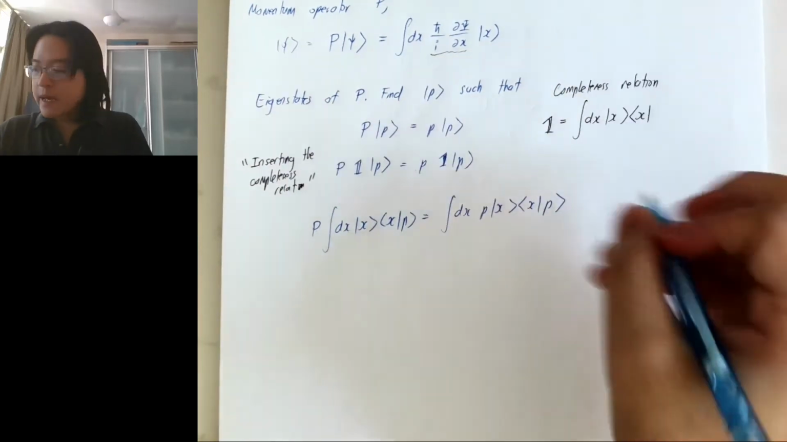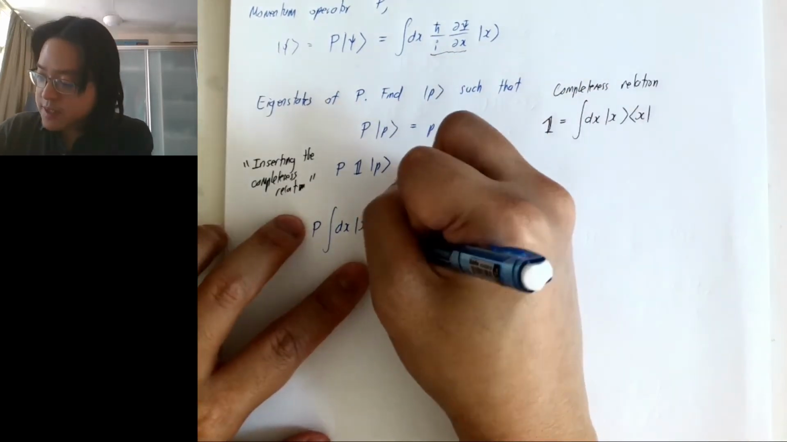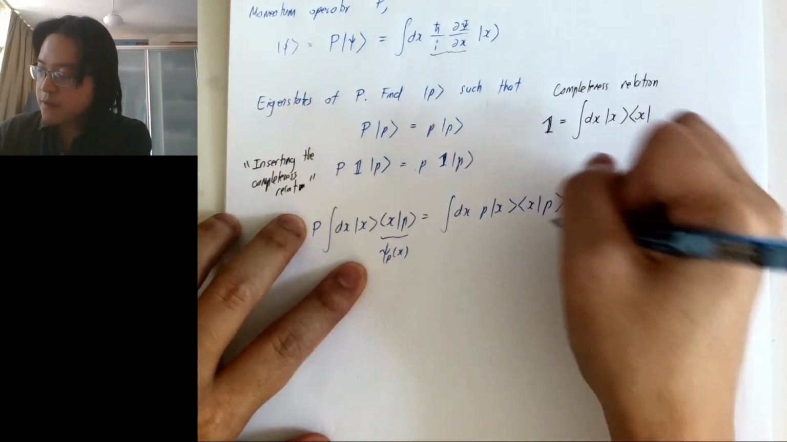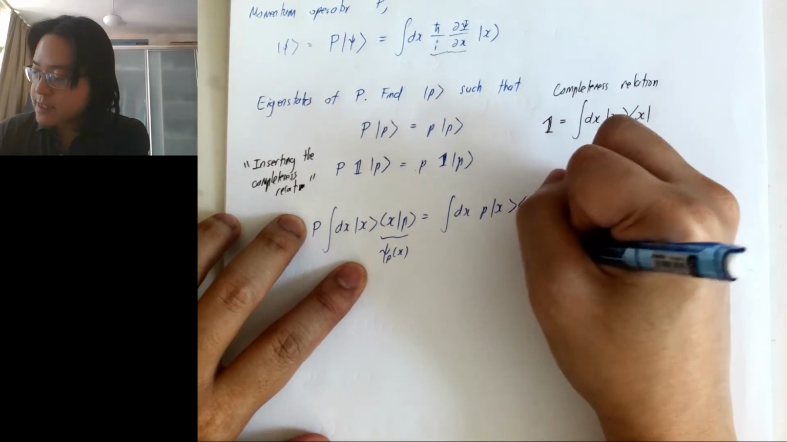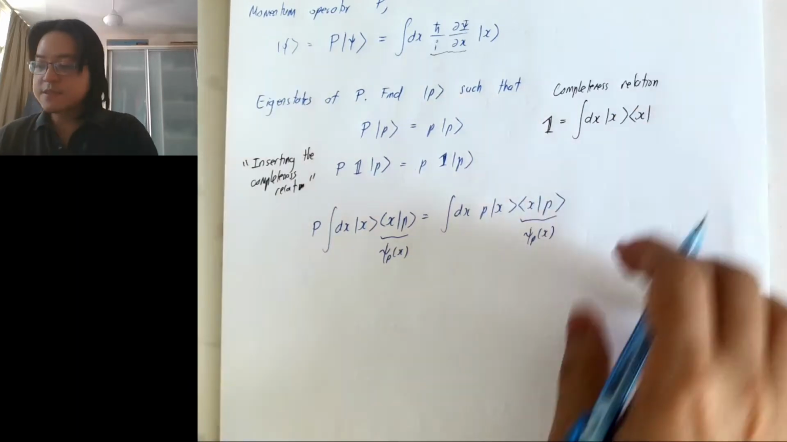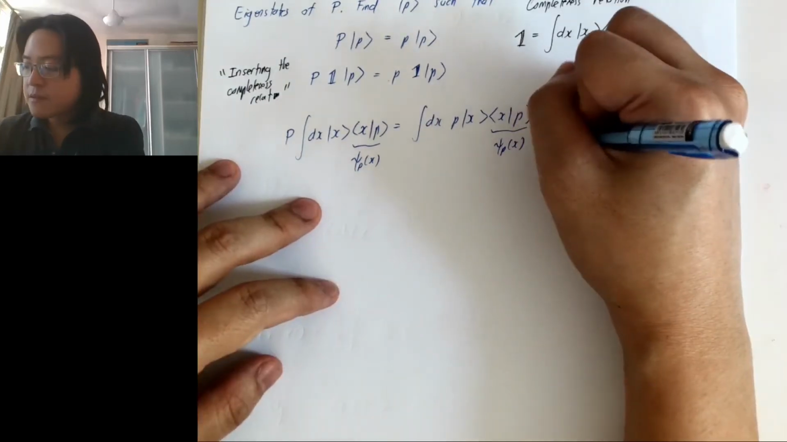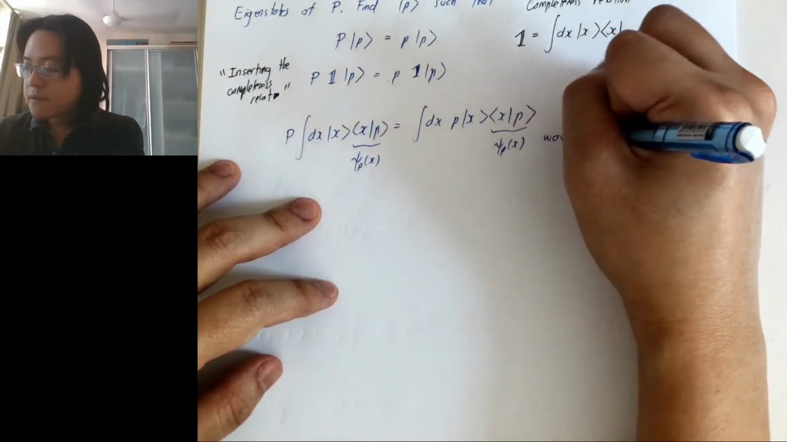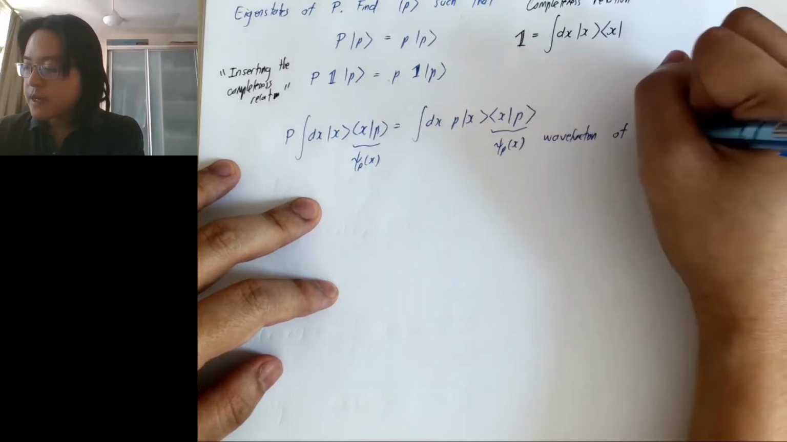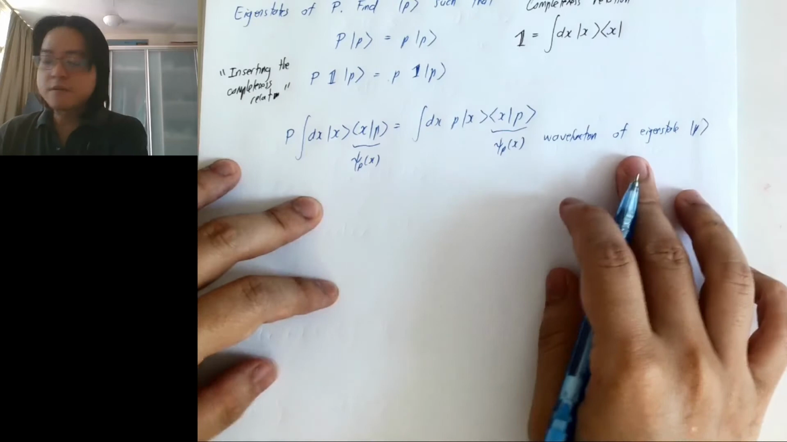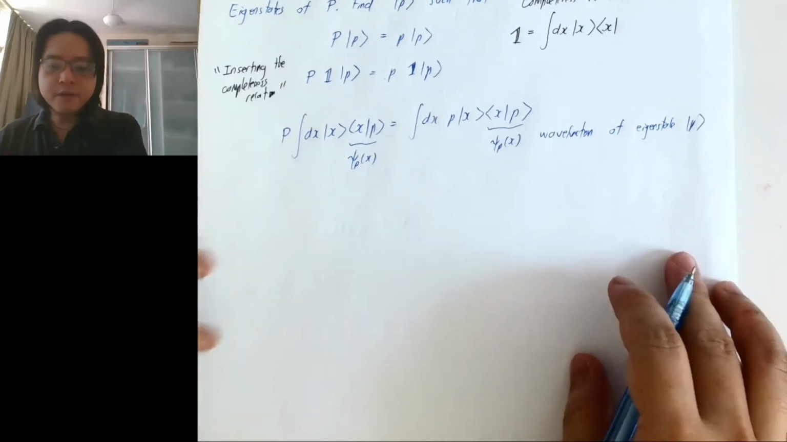Okay, and this is what I'm looking for, right? So this is the momentum wave function of the eigenstate, the position wave function of the eigenstate. So this is the wave function of eigenstate P, right? So this is what we are looking for.